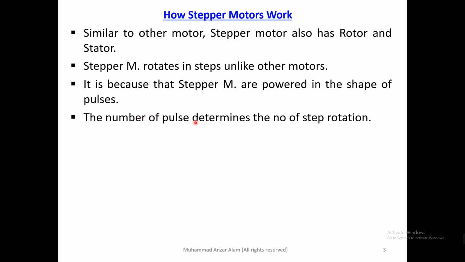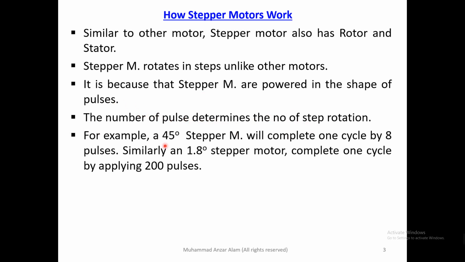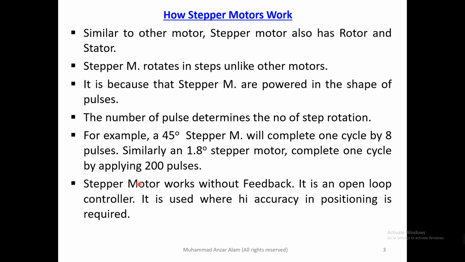The number of pulses determines the number of step rotations. For example, a 45-degree stepper motor will complete one cycle with 8 pulses. Similarly, a 1.8-degree stepper motor completes one cycle by applying 200 pulses. A stepper motor works without feedback. This is the main advantage. It means its controlling is very simple. It is an open loop controller.